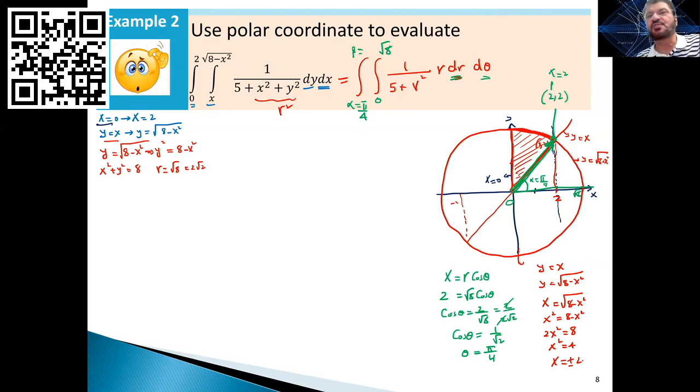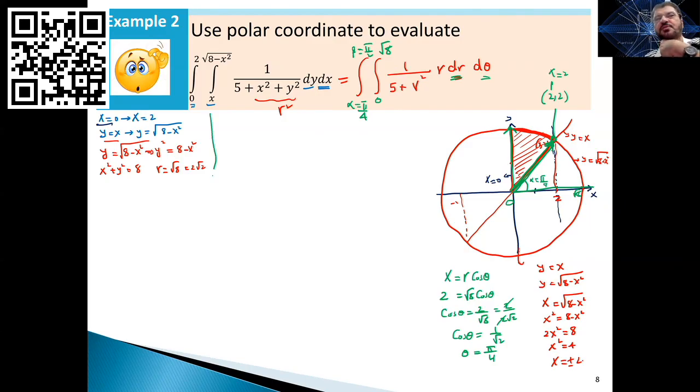Now let's go to this one. This is the end of our region. That's easy to find, isn't it? That's very easy to find. You know, this is 90 degrees, isn't it? So this is up to pi over 2. That's it, guys. We just changed everything to polar. You see, no more x, no more y.